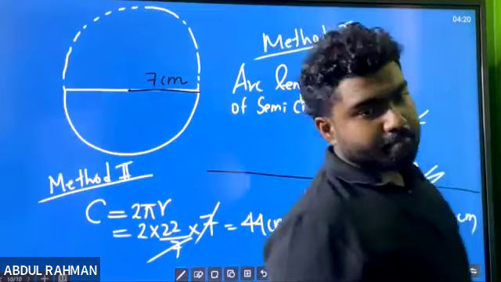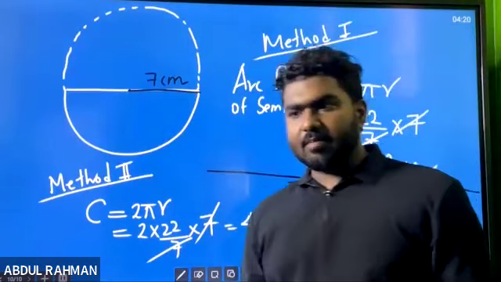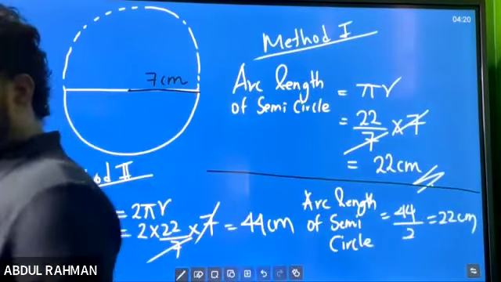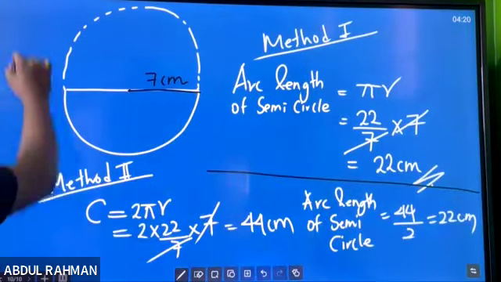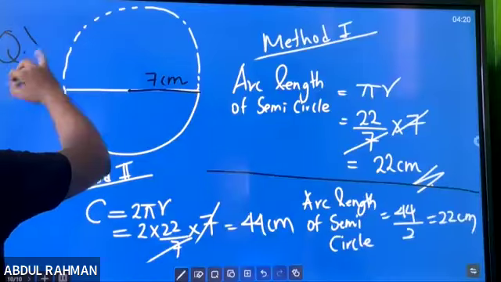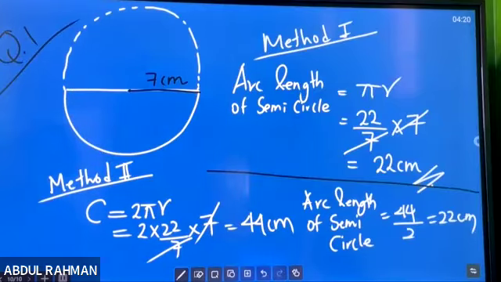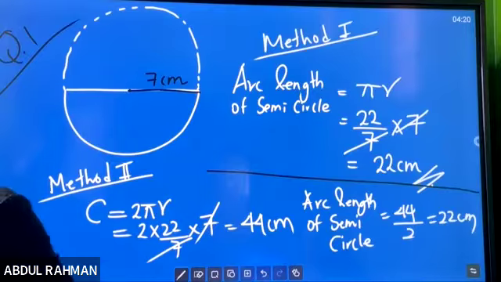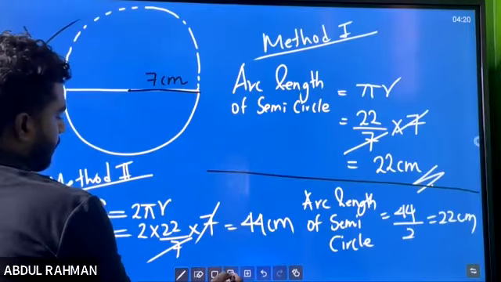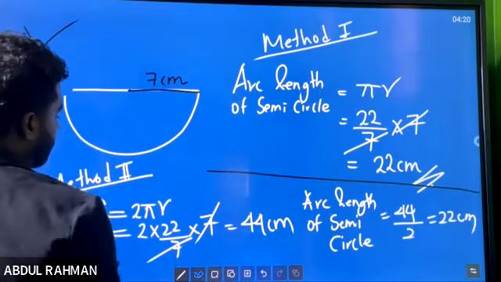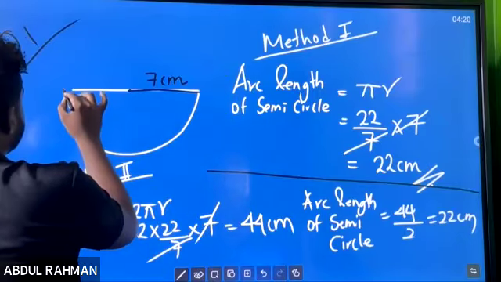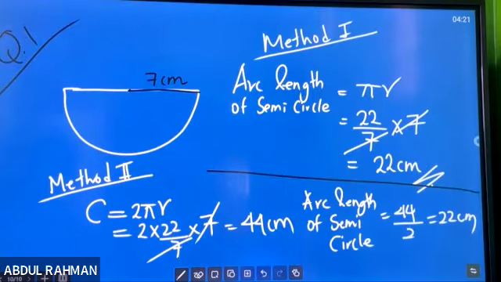Is that clear, everyone? Give me a thumbs up. Yes. Write this down as a question in your writing book. No need to draw the full circle. Make a note. Half a circle, and write method number 1 and method number 2. Come on, quickly.